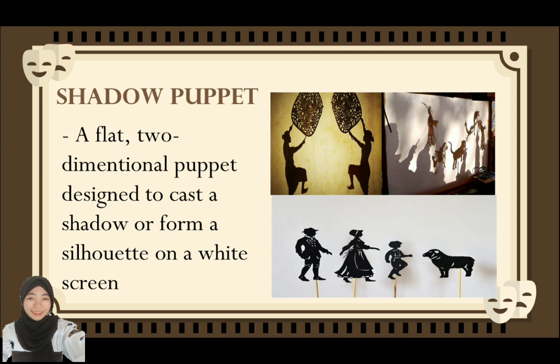So basically, this type of puppet is a flat two-dimensional figure made from a thin material like paper or plastic. When light shines through it, the puppet creates a shadow or silhouette on a white screen. The shadow shows the shape of the puppet, but the puppet itself is not seen. Only its outline is visible on the screen. Shadow puppets are often used in storytelling or performances to create visual effects.